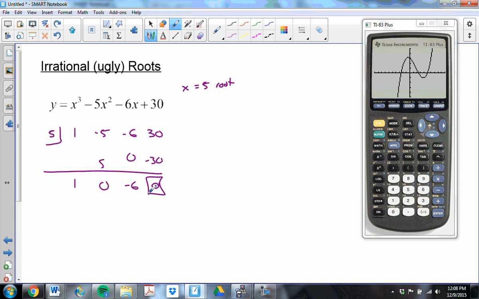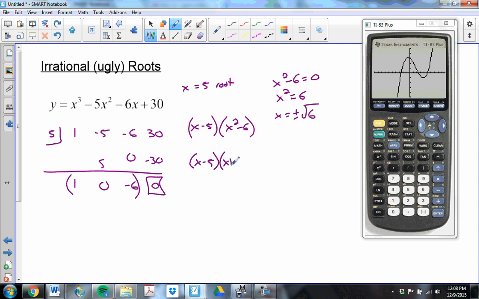So I'm left with x squared minus 6. I have x minus 5 as one of my factors, and this gives me x squared minus 6. Well, this one is going to give me an actual real solution. If I take x squared minus 6 and set it equal to 0, this can be solved for real. I get x squared equals 6, which means that x equals plus or minus the square root of 6. So my factors are going to be x minus 5, x plus root 6, and x minus root 6.